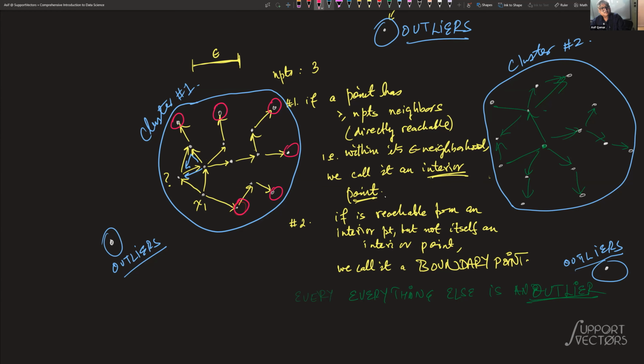No, the one that it is pointing to. Oh, this also is a boundary point. Yes, so you can do that. Yes, you're right. These are also boundary points.